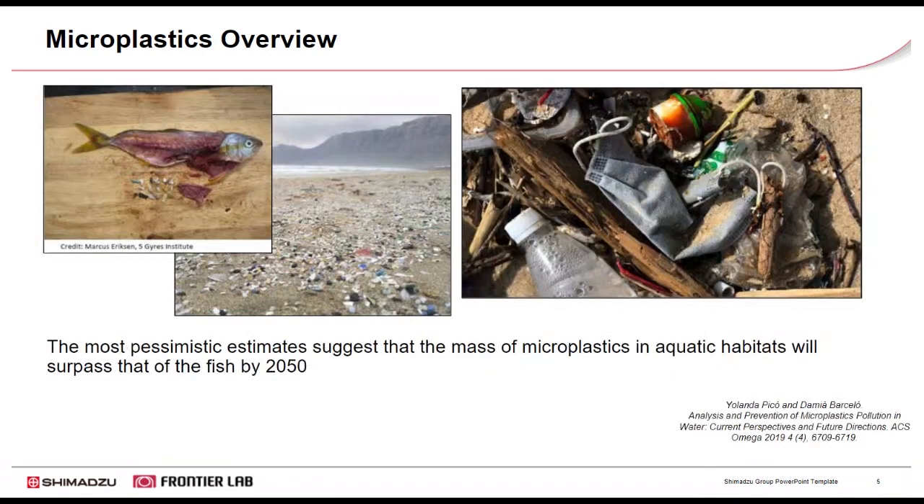At this moment in time, plastic waste is the most prominent type of marine debris found in our oceans and lakes, where it represents nearly 40% of the litter found on our beaches. In addition to this, nearly 8 million metric tons of plastic enters our oceans every year. In fact, there are certain reports that suggest the mass of microplastics will actually surpass that of fish in aquatic habitats as early as the year 2050.